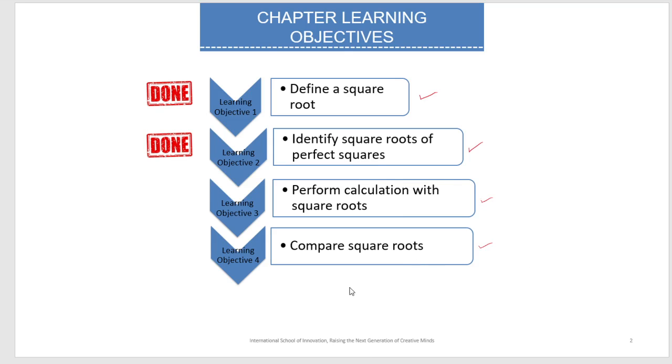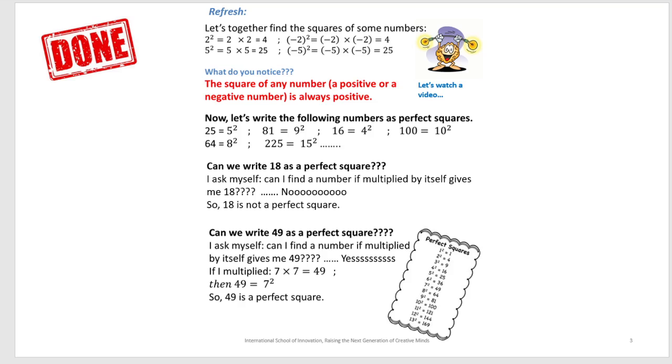So at the beginning, let's do some revision from the previous lesson. First, to refresh your memory, 2 squared is 2 times 2, which is 4. 5 squared is 5 times 5, which is 25, and so on.